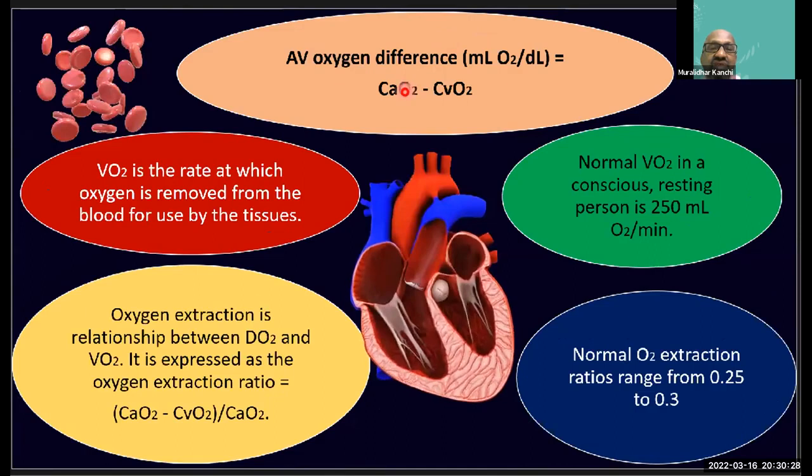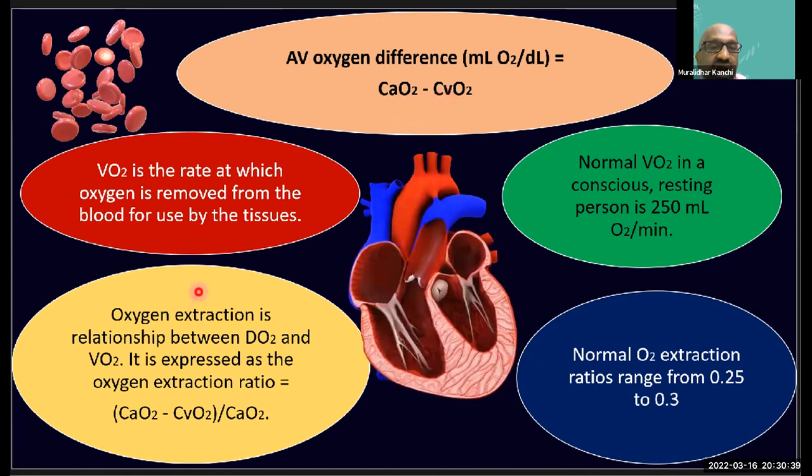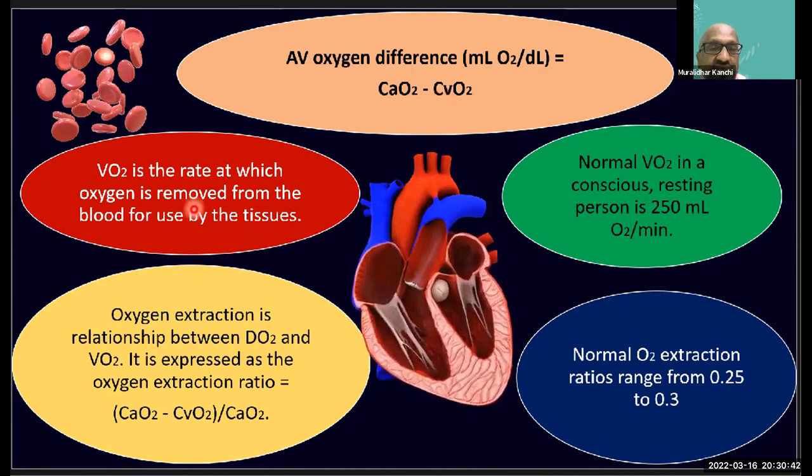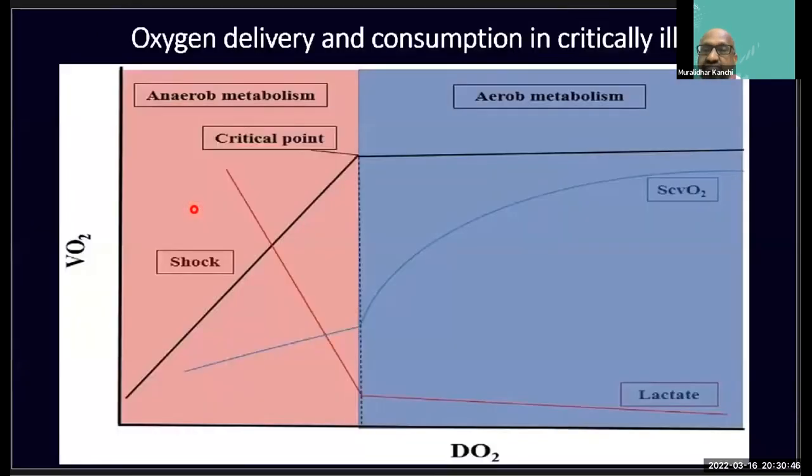This I already mentioned, the oxygen content difference of the arterial blood vis-a-vis mixed venous blood is about 5 ml per every 100 cc of blood. And oxygen consumption is the rate at which oxygen is removed from the blood by the tissues. What is important when you talk about critically ill patients is this relationship between the oxygen delivery on the horizontal axis and oxygen consumption on the vertical axis. There is a critical point, and when the delivery of oxygen falls below that critical point, shock state ensues with increasing lactates and diminishing mixed venous oxygen saturation.